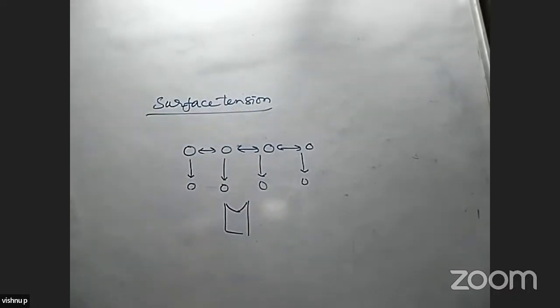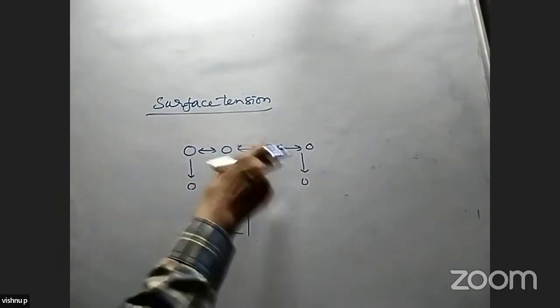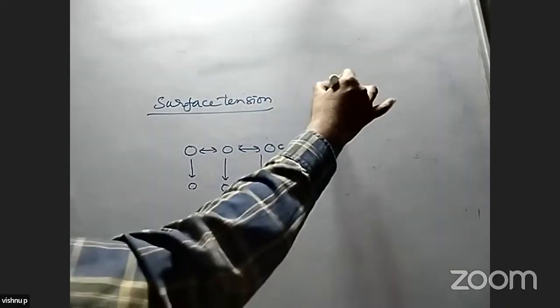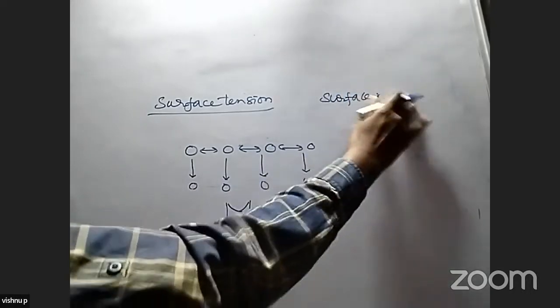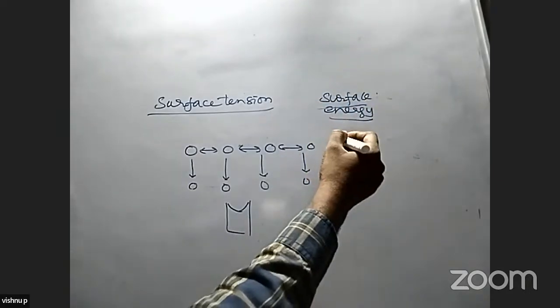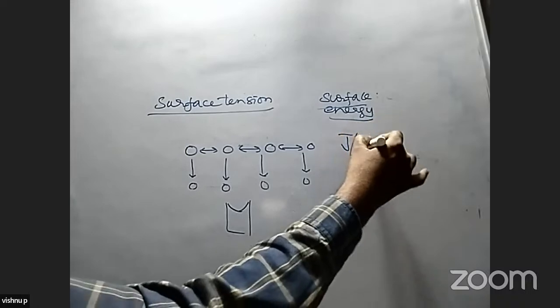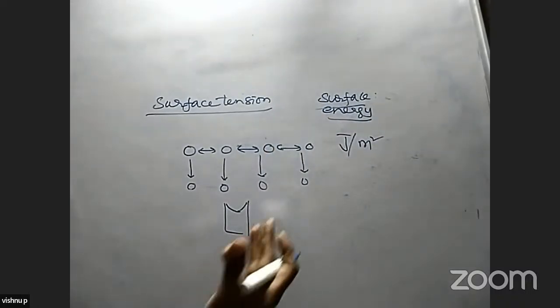That is called surface tension. And what is the energy required because of surface tension? The surface area decreases. And what is the meaning of surface energy? Surface energy is the energy required to increase the surface area. That is called surface energy. Units are per meter square.